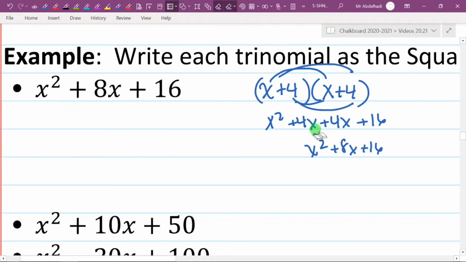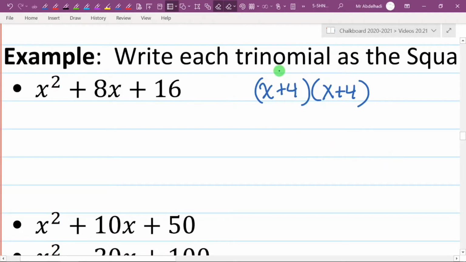So I've just proven to you, this trinomial is equal to a binomial times itself, or you can just write it as x plus 4 squared. So this is a perfect square of x plus 4. Just like 25 is a perfect square of 5 and 36 is a perfect square of 6, x squared plus 8x plus 16 is the perfect square of x plus 4. Now, I kind of knew ahead of time that it was x plus 4, but how would you know this if you didn't have the answer ahead of time?